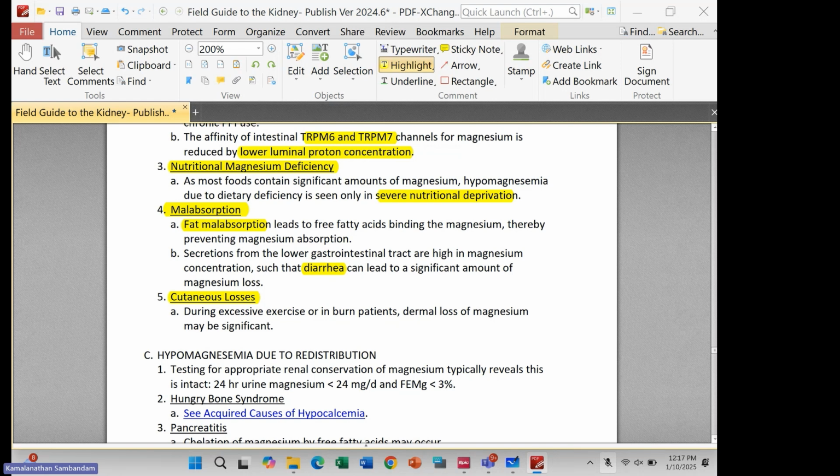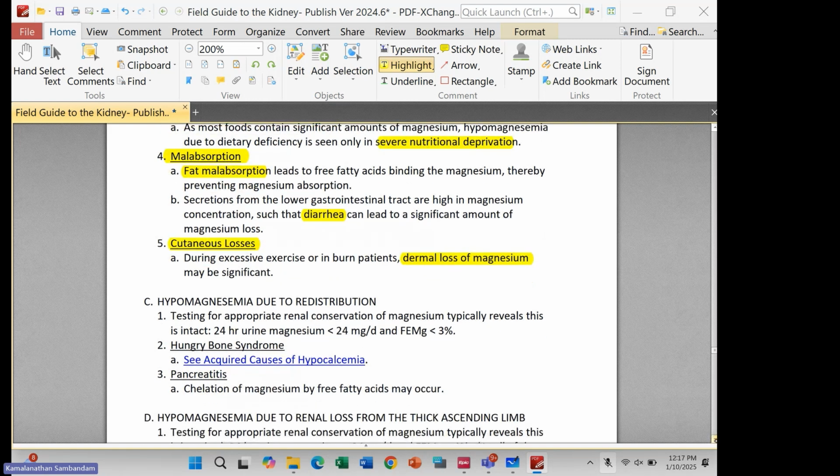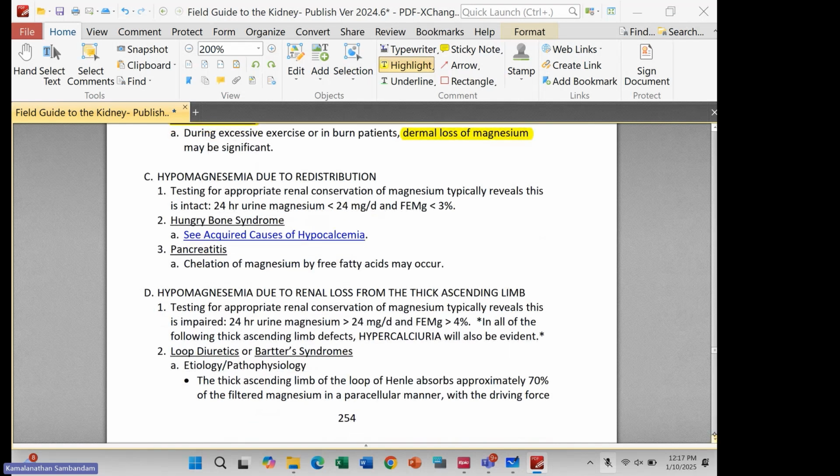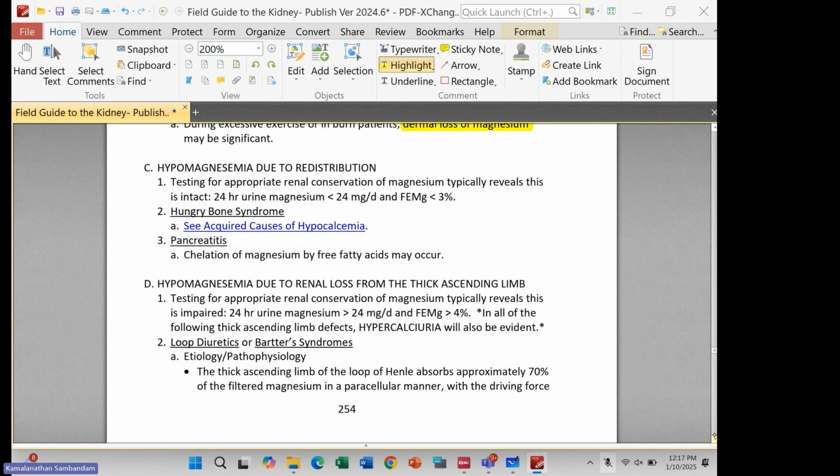Theoretically, you can also have dermal losses of magnesium when you have a burn patient or you have a Stevens-Johnson syndrome patient, but that's not a typical cause of magnesium deficiency.